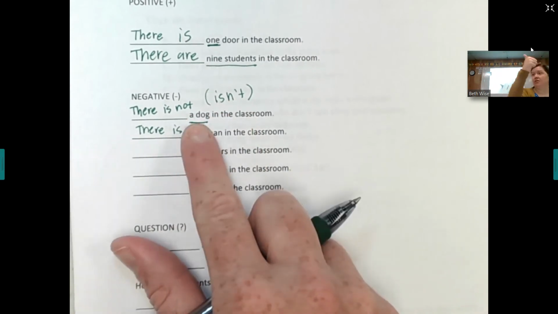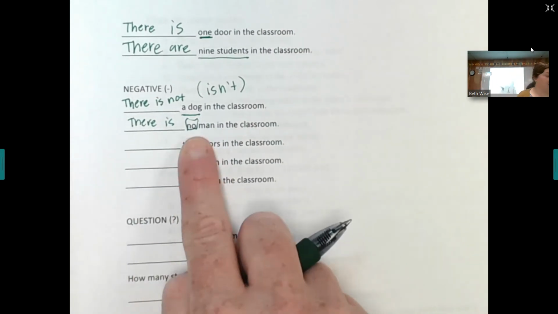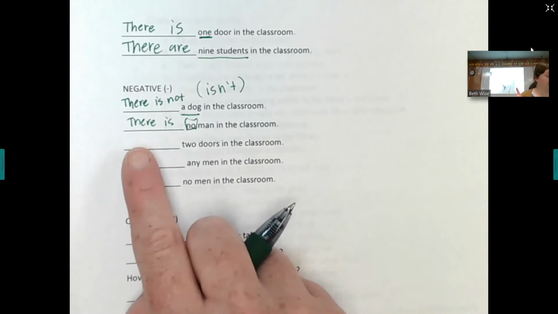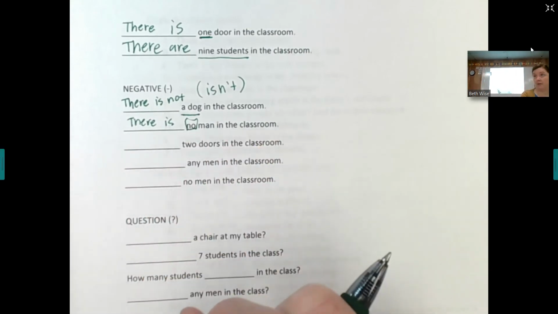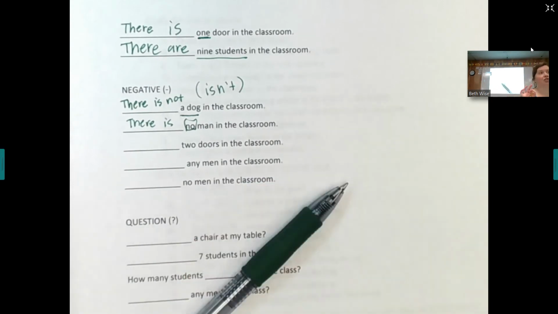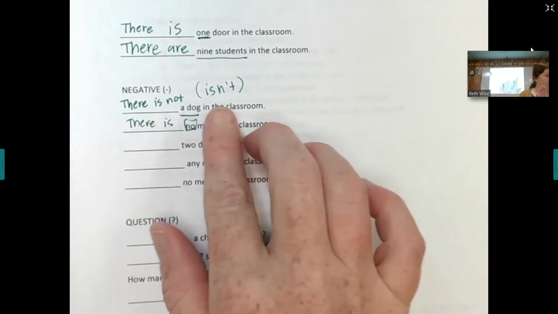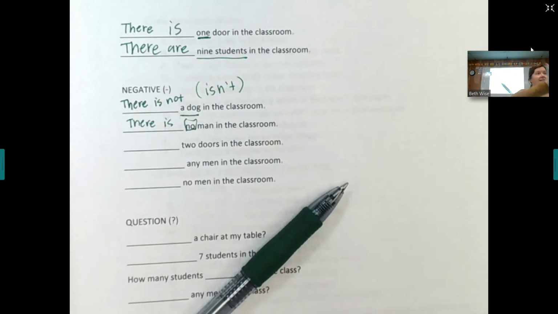There isn't. So the verb is negative. So a dog in the classroom. So now if you say no man. So we could say there is no dog in the classroom. Okay? So en inglés no puedes tener dos negativos juntos. So no puedes decir there isn't no dog. Because then you have isn't and no together, and you can't have that. You can only have one negative in this sentence. Does that make sense? Okay?